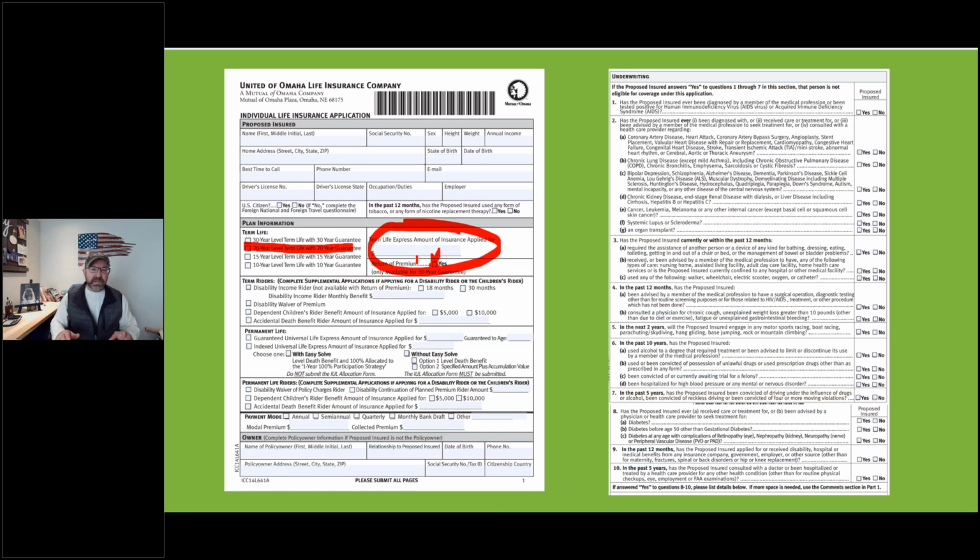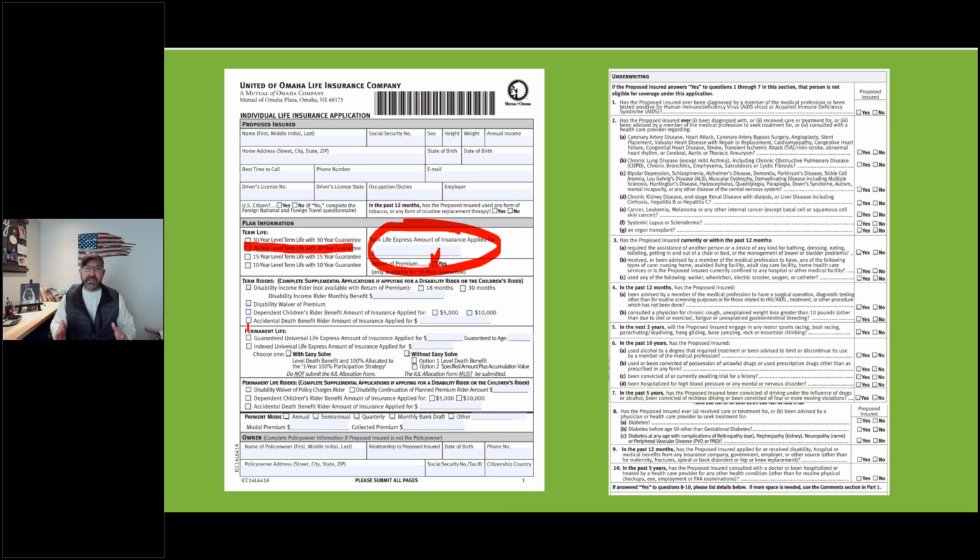Then there's the eligible riders. Here's all the riders that are available on the term product. One thing you've got to keep in mind and understand, and don't shoot yourself in the foot, because I've done it before, is that if you're selling the Term Life Express and you're pitching the ROP, don't pitch the disability income, because it's not available on ROP. Disability income rider is only available on non-ROP products.